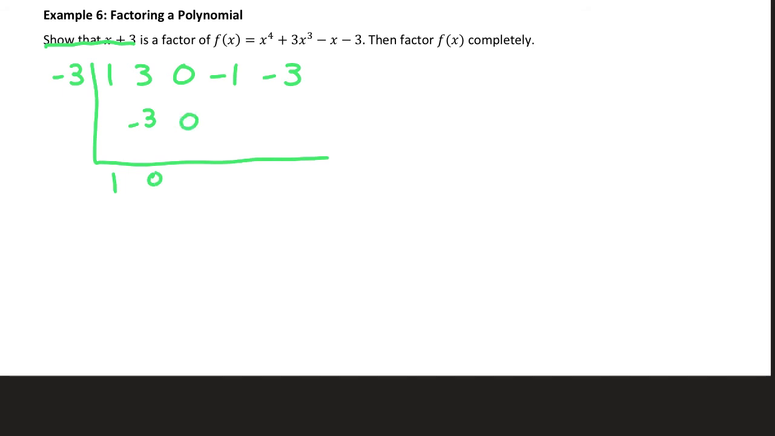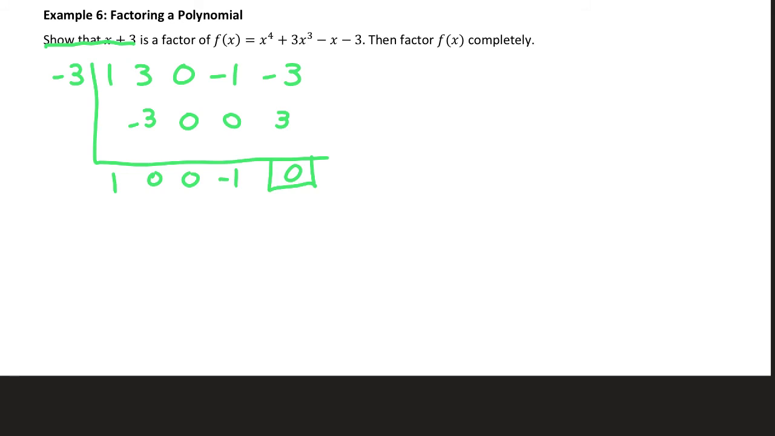So first of all, showing that x plus 3 is a factor. Substitute in -3, and then go 1, 3, 0, -1, -3. Since it says show that it is a factor, you know you did it wrong if you don't get a remainder of 0 in this specific example. So drop down the 1, -3, 0, 0, 0, 0 again, -1, +3, 0. So we did it right. We got a factor, or we got a remainder of 0.